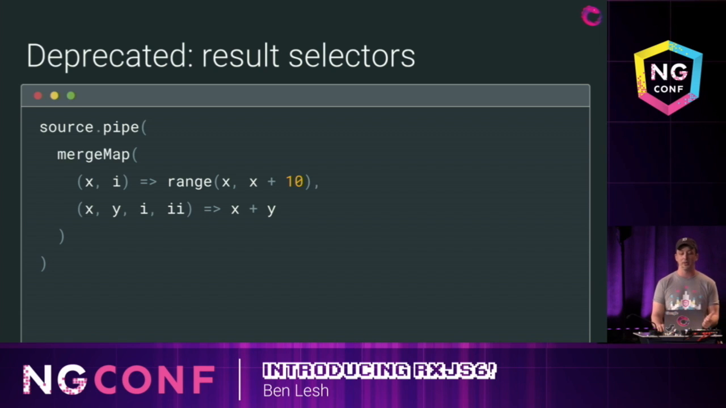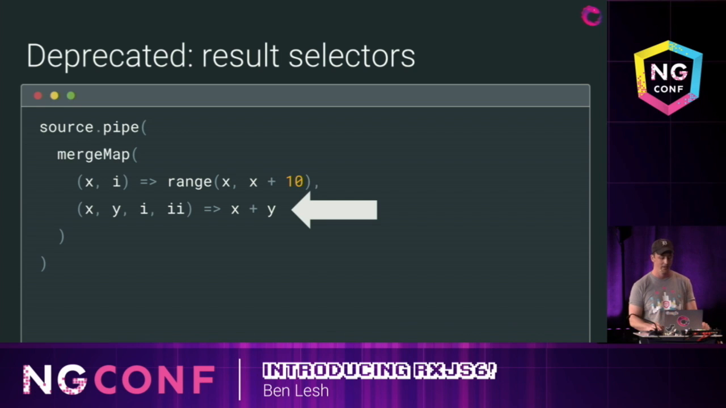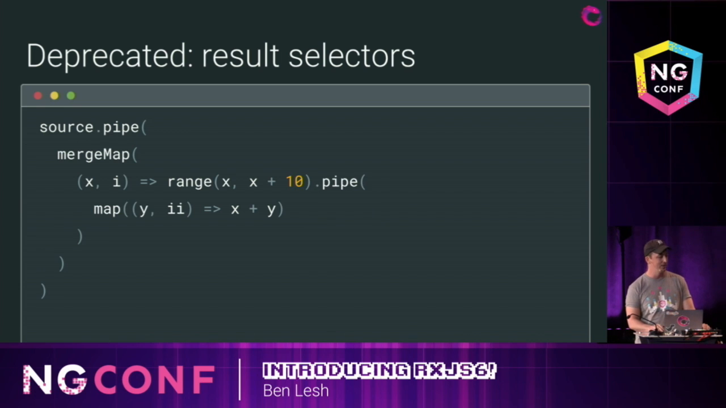So deprecations, we're deprecating result selectors. A lot of people don't even know what this is, and I don't even think they were really documented that well. It's this right here. There's a set for merge map, concat map, switch map, and a few other operators. There was a second mapping function you could use to map inner and outer observables, or inner and outer values, and emit them. You can do the same thing by just using a pipe.